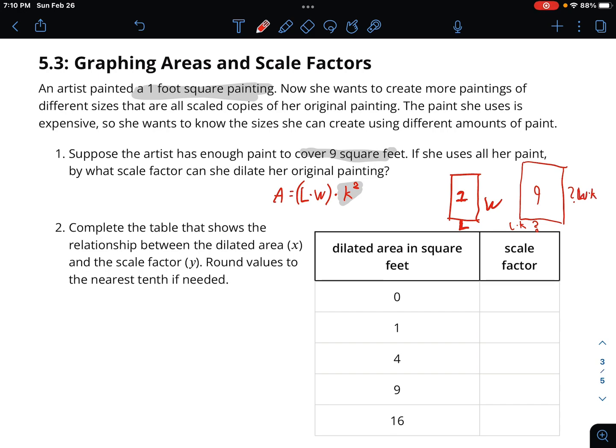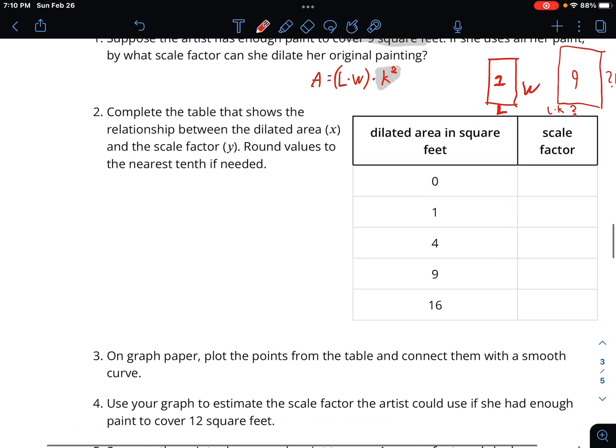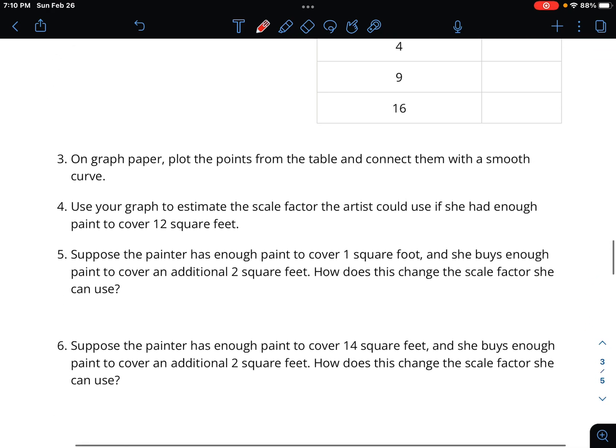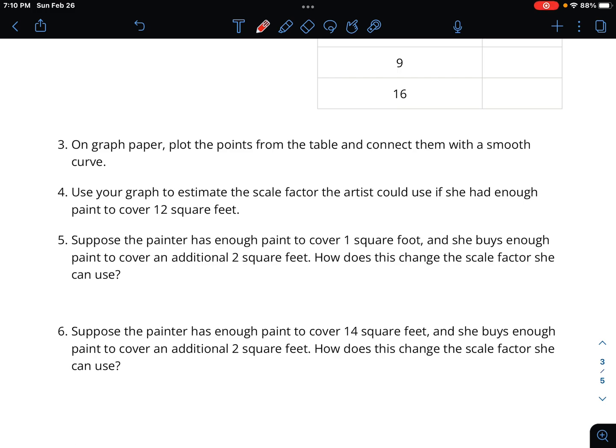And that's the basic idea. What I'd like you to do is go through and finish this table off after you answer question 1. Then you're good to go. You have all of these questions to go along with it. Try your best on them, and go ahead and press pause on the video and then finish the problem.